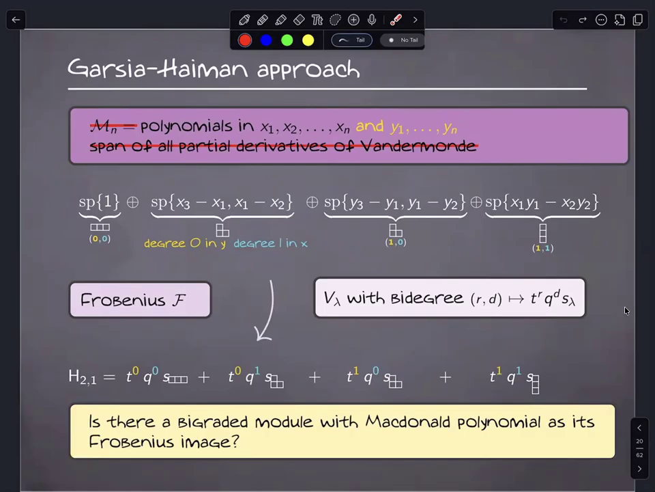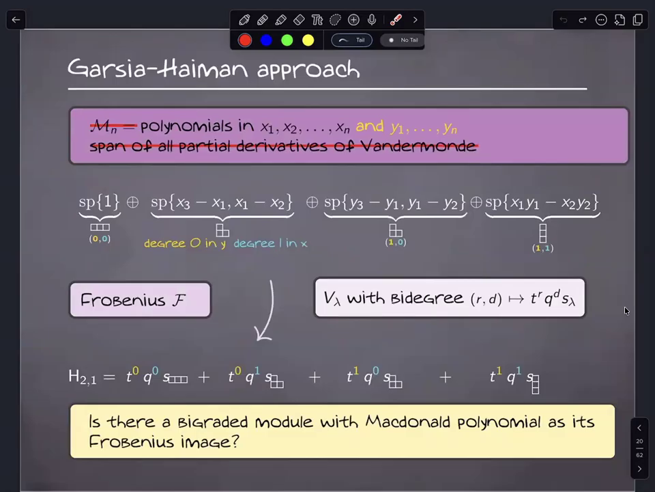If we have something with polynomials in X and Y, then the Q power could record the degree in X as before, and the T power could record the degree in Y. So the same map from the irreducible to a Schur function, but now attached to a QT monomial recording the bi-degree of the S_N module. And that's a question that Garcia and Haiman worked on. Is there such a module?